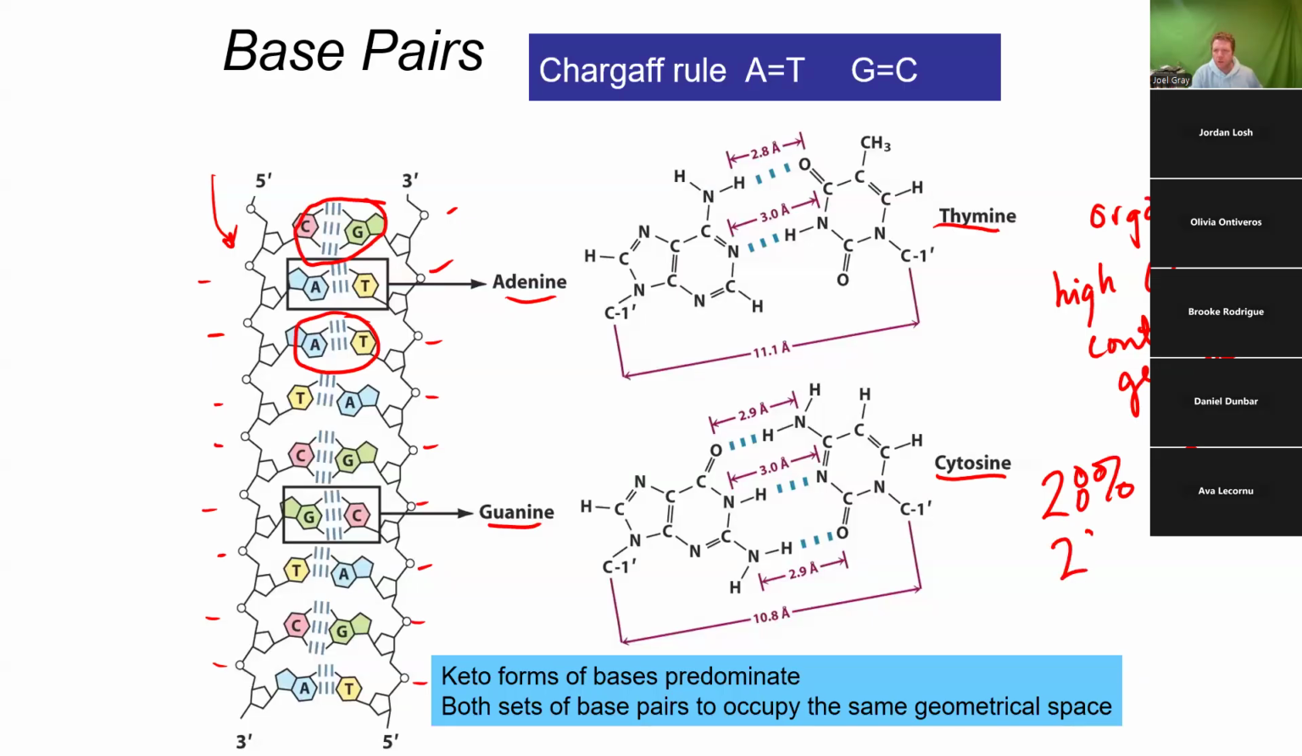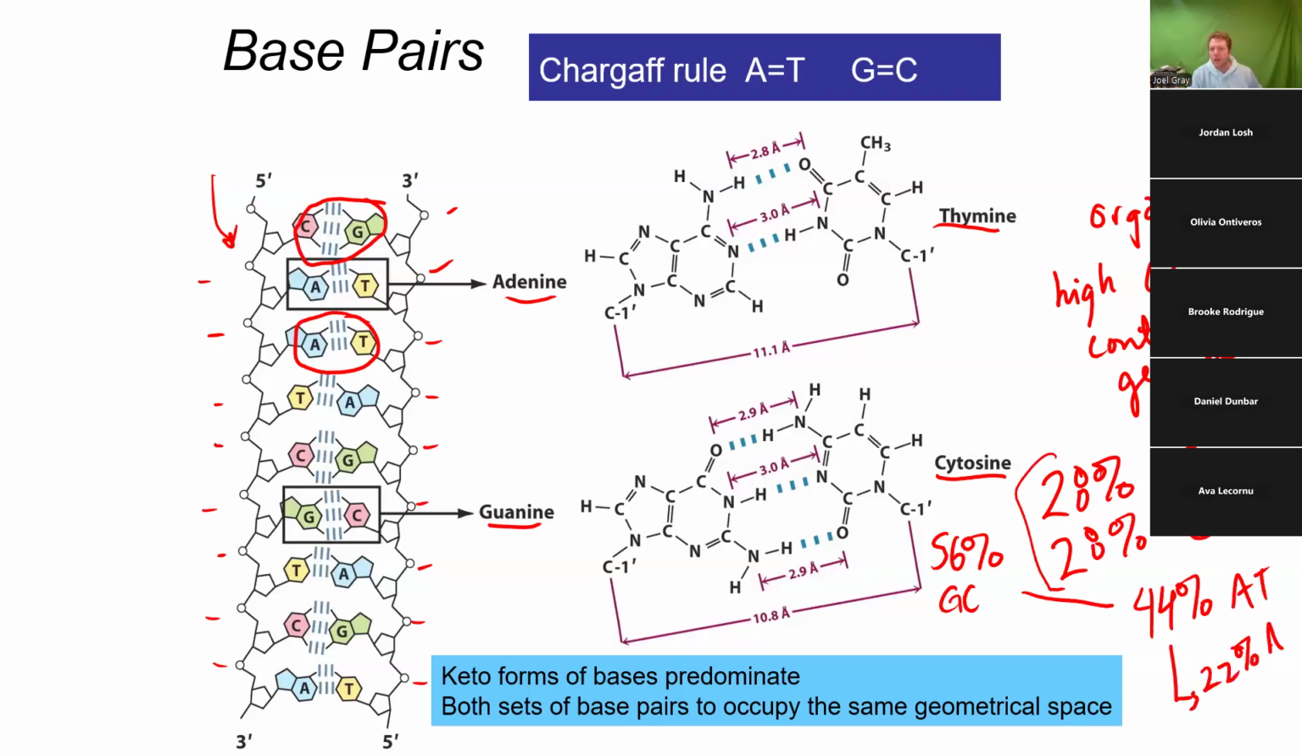Yeah, it's 28% C. Okay, so that would in effect mean that the genome is 56% GC. Does everyone agree with that? Give me a Y or an N in the chat. Okay. Then arguably that means that 44% of your genome is AT, and that also means that 22% is A, 22% is T. Could you give me a one in the chat if that makes sense? If all those numbers add up to you.